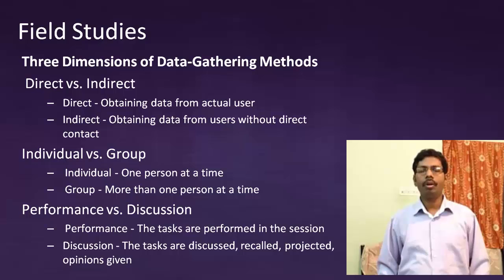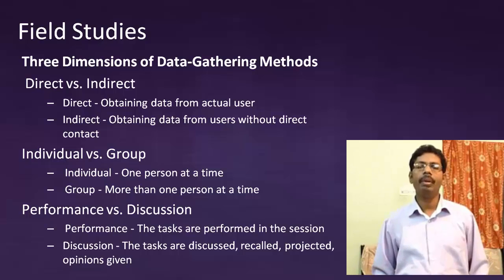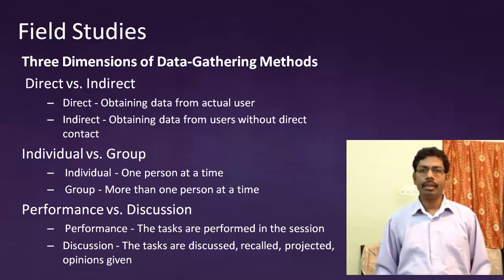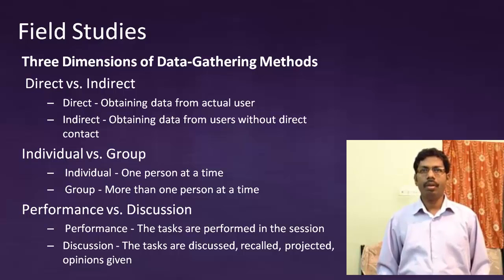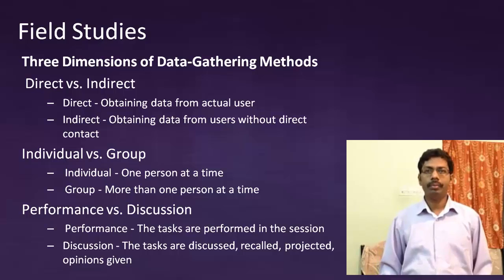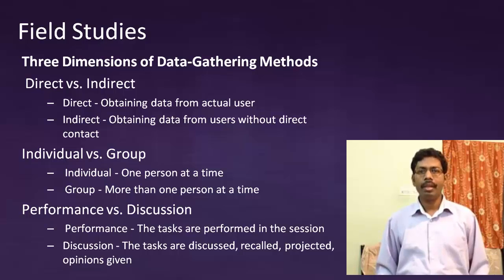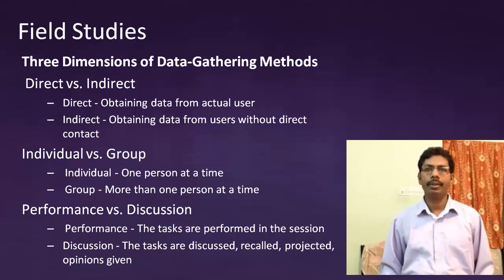Next, I am going to talk about field studies here. There are three dimensions of data gathering methods available in user-centered design. The first one is direct versus indirect. Direct helps in obtaining data from actual users. Indirect is obtaining data from users without direct contact.